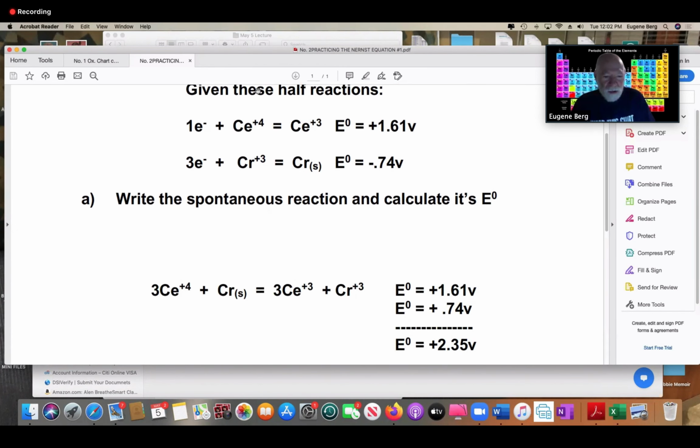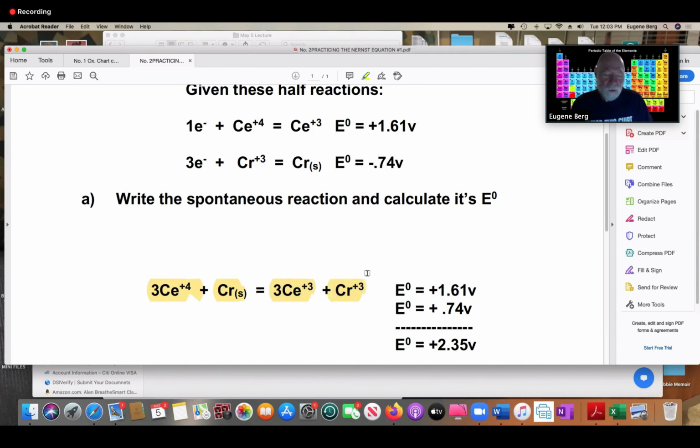So it looks like what I had to do is, I want a positive value. So if I switch the bottom one, I'll be adding two positives together. I've got to make sure the electrons cancel out, so it looks like I have to triple the top one. So that's going to give me the 3Ce4+. And it's got chromium 0 when I switch the bottom one around. I'm going to get 3 Ce3+ and the 1 chromium.